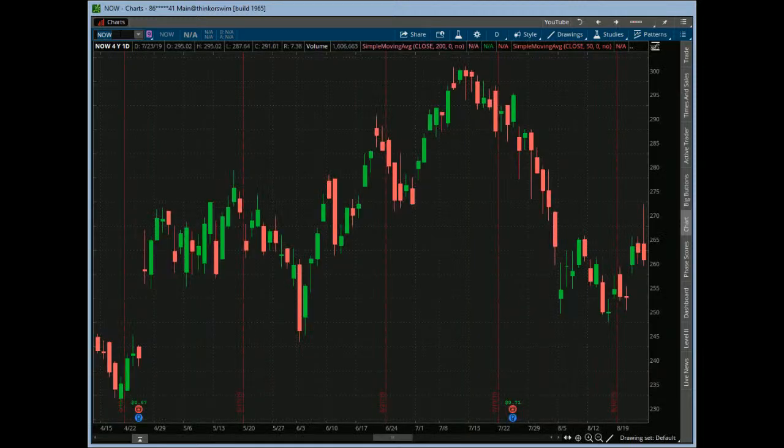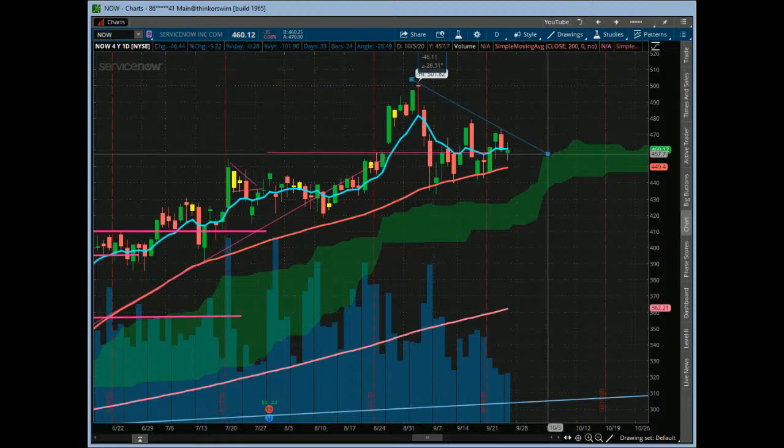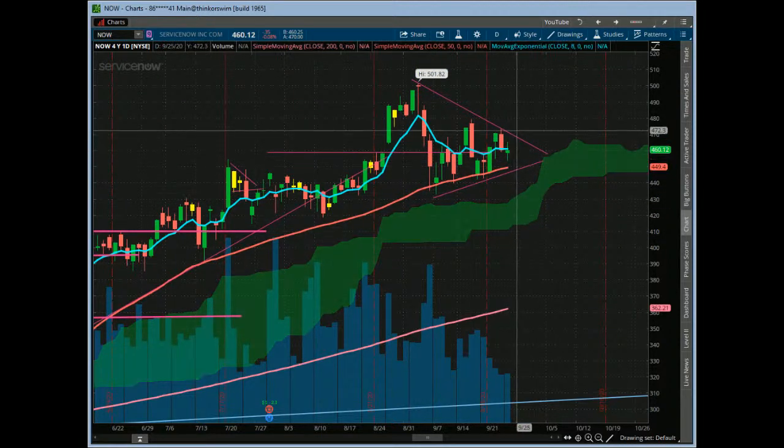Let's take a look at NOW. So yes, NOW is getting really, really tight. We're getting a big triangle right here. So again, let's see if we can get a breakout on this thing one way or the other, right? See if we can get a high volume breakout of that candle. Let's see if NOW is ready to get going again.